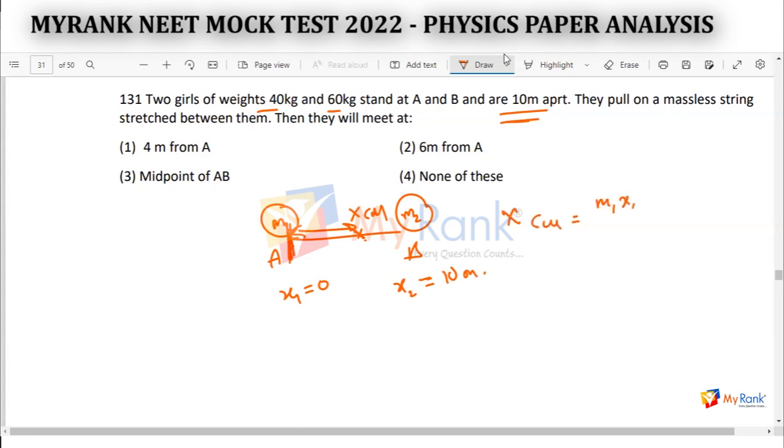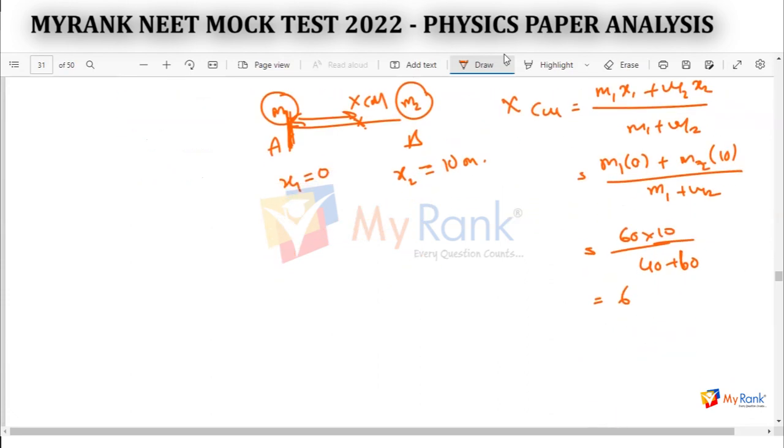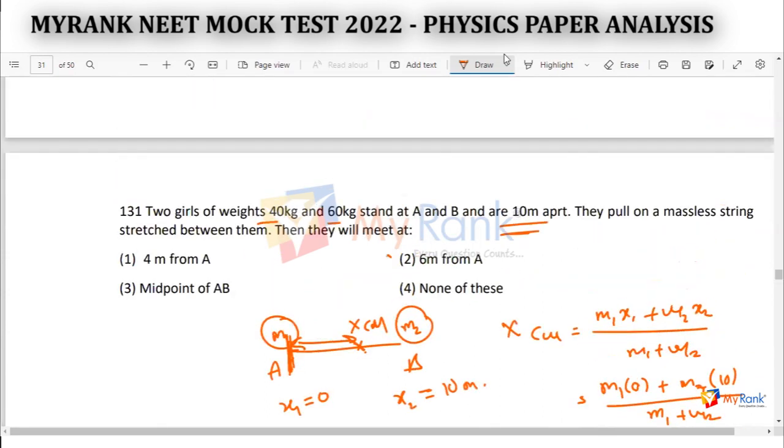So keep this in mind. The XCM is nothing but M1 X1 plus M2 X2 divided by M1 plus M2. So this is nothing but M1 into 0, X1 is 0 now, M2 is, right? Let it be M2 first and later we'll substitute here M1 plus M2. So in the next step, M2 is 60 into 10 by 40 plus 60, students. So 600 by 100 means 6 meters from A. The center of mass is 6 meters from A. So the second is the correct option, friends.